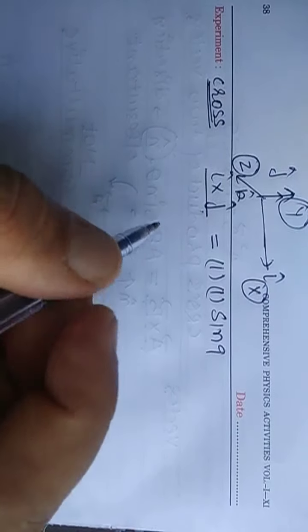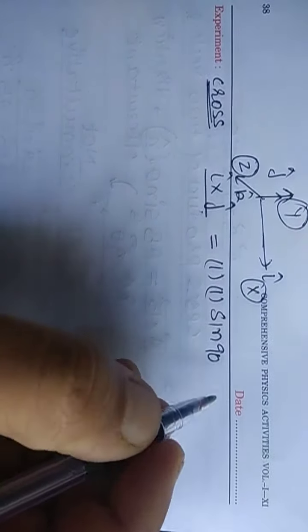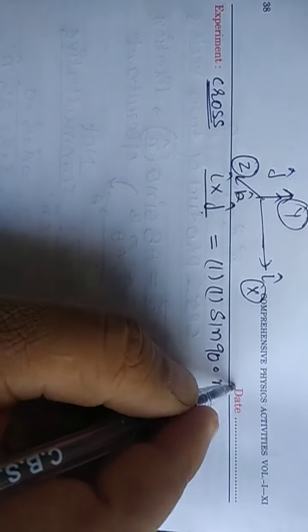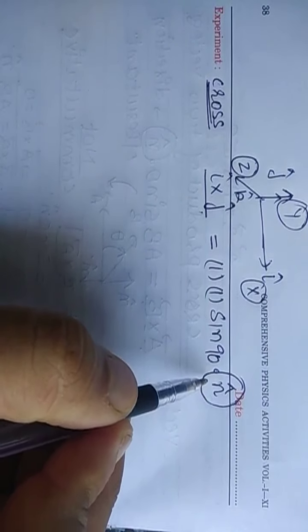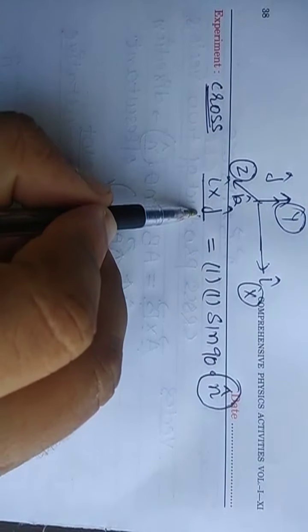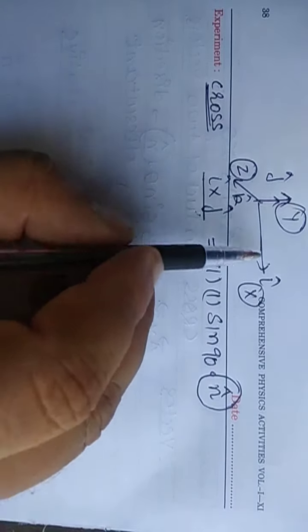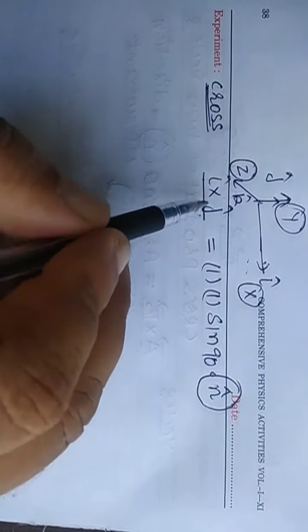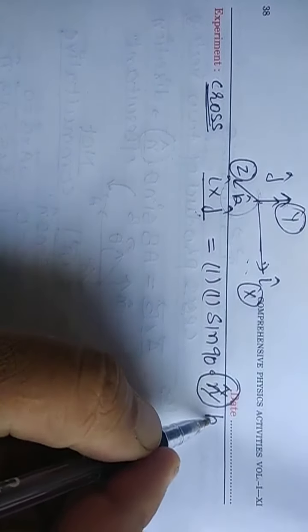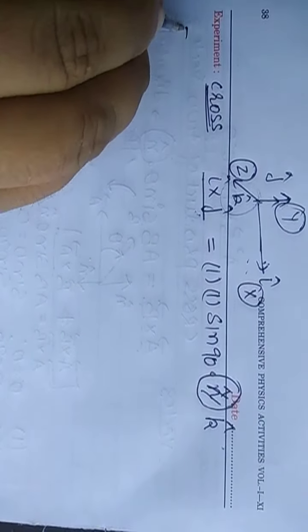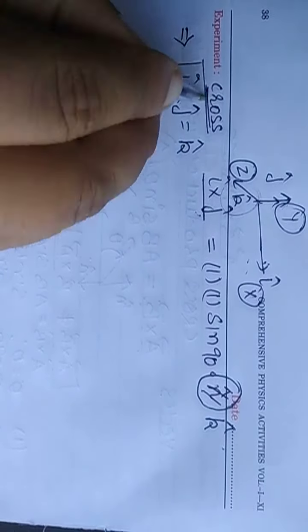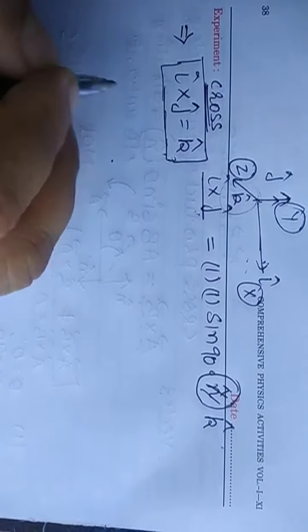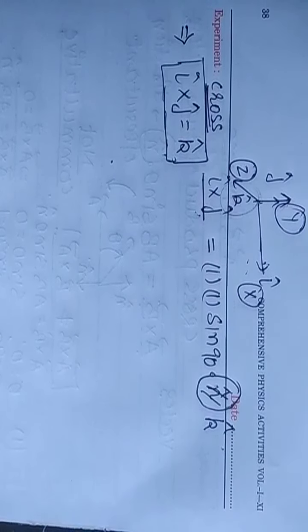Now you want to find i cap cross j cap, so it will be sin 90 into n cap. Pay attention. What was n cap? n cap is a unit vector which is perpendicular to both the vectors containing i cap and j cap. Now what is a vector perpendicular to both these? It is k cap. So instead of n cap, here I will write k cap. It means one concept is clear, that i cap cross j cap is not equal to 1, but it is equal to k cap.